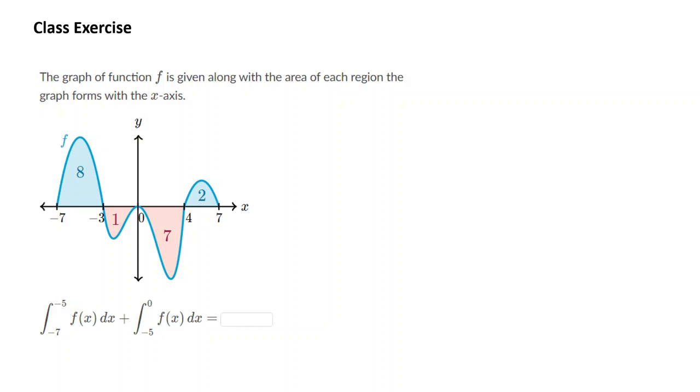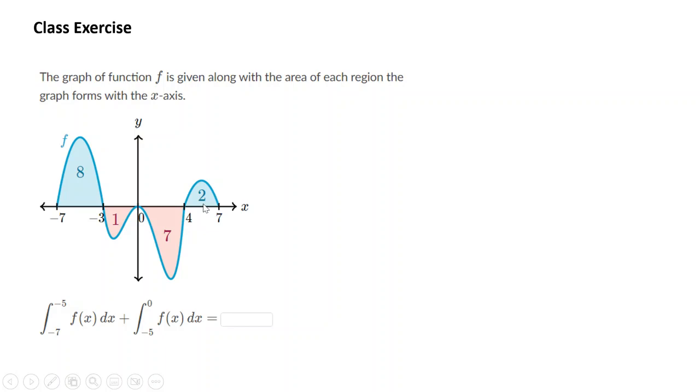Here we're given the graph of the function f along with the area of each region. The graph is shown with the x-axis. Here you see that the area under the curve from x equal to minus 7 to minus 3 is 8, from minus 3 to 0 the area is under the x-axis, so this is minus 1, and then from 0 to 4 it is minus 7, and from 4 to 7 it's plus 2.